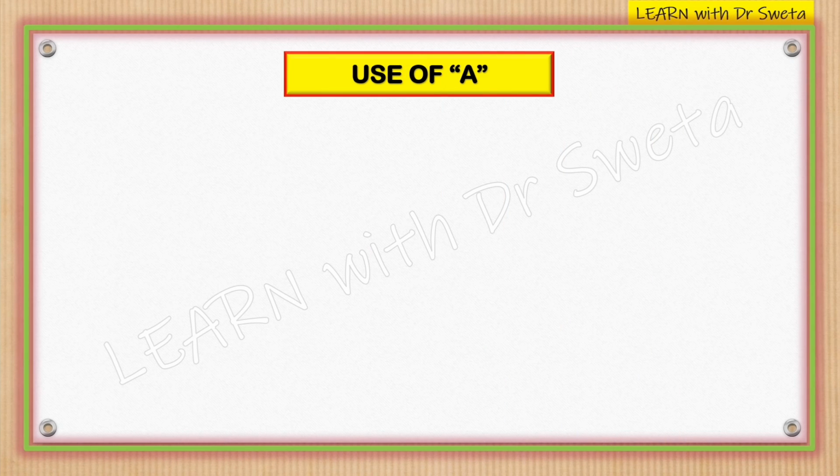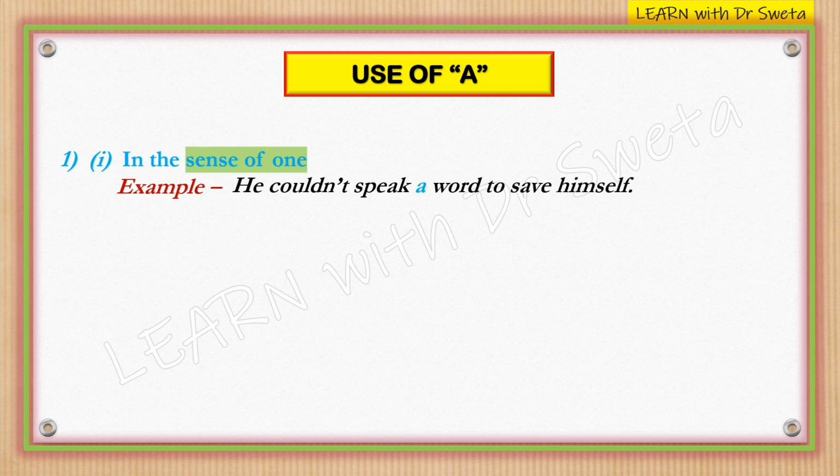Now let's have a look at the use of a. So the indefinite article a is used before words that begin with a consonant sound. It indicates a single item, person or concept and is used in various contexts. So now let's break down its uses. So a is used in the sense of one, meaning a single unit. For example, he could not speak a word to save himself, meaning he could not speak one single word.